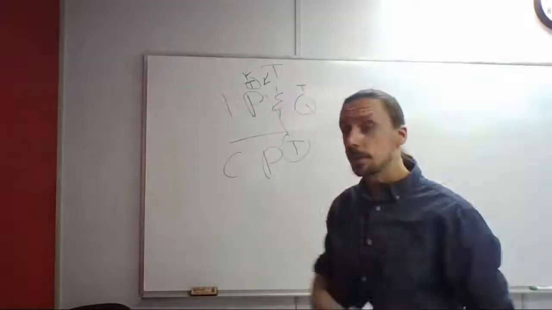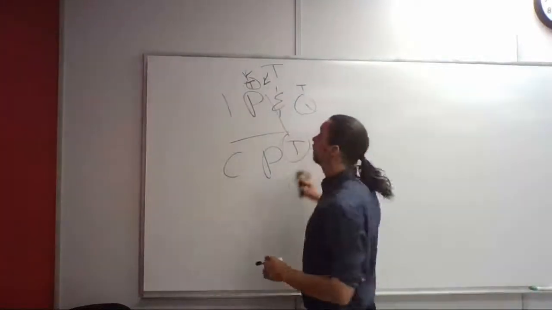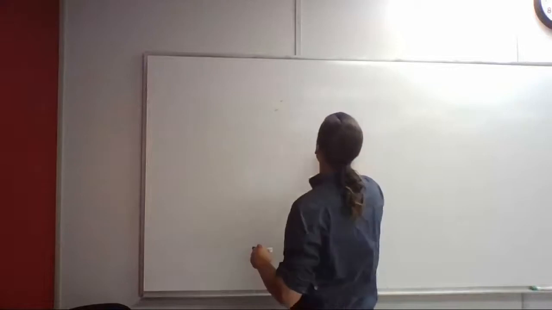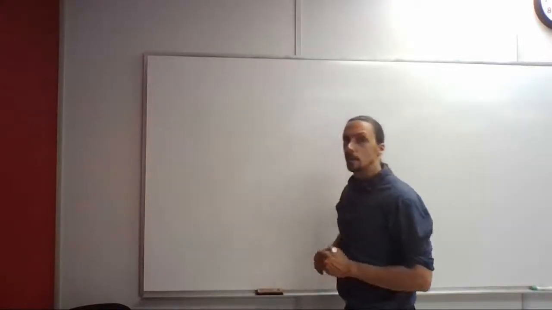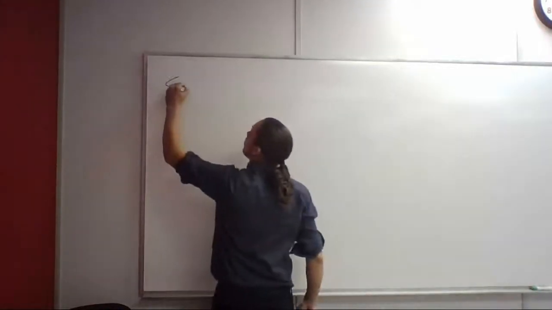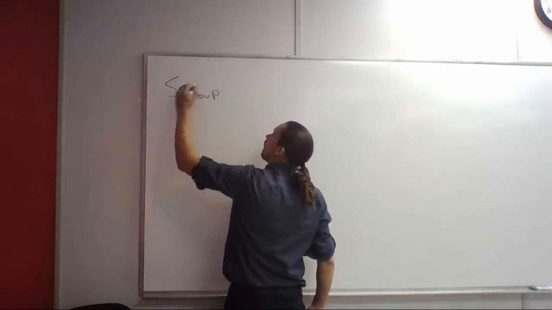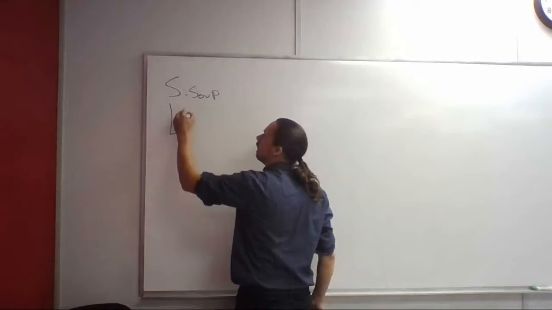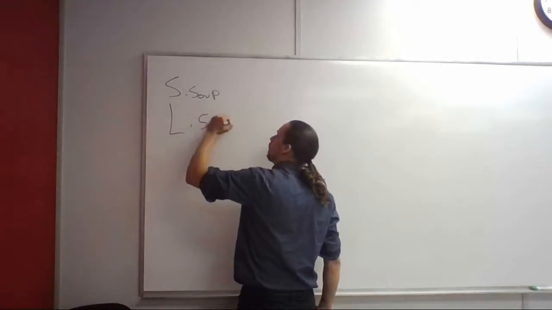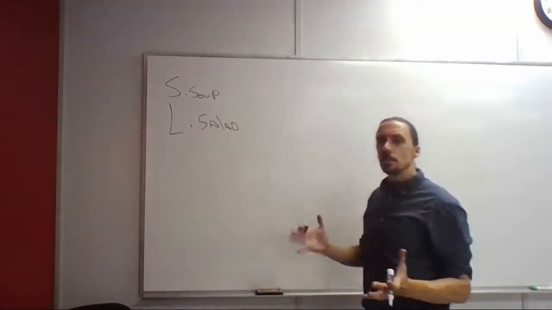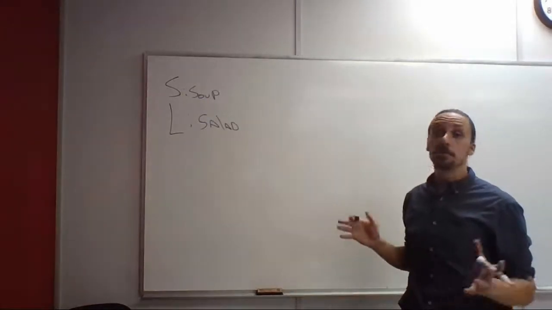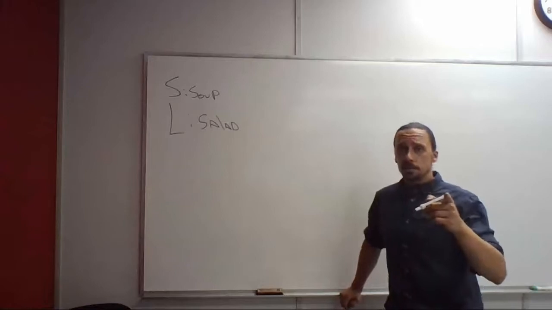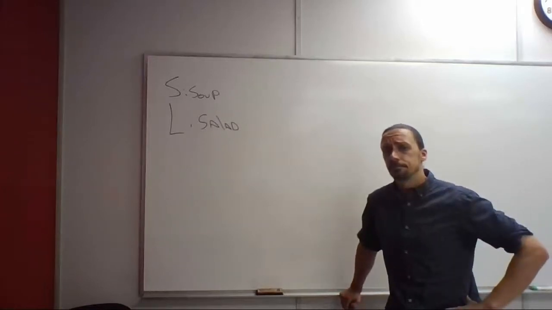All right, so you can have soup or salad, but you cannot have both. So we're going to let S be soup. And, oh, S is already taken, so what are we going to do for salad? How about L for salad? We're going to represent it that way. So the sentence is, you can either have soup or salad, but you can't have both. In other words, it's the exclusive or. So let's pause the video. Try to figure it out.